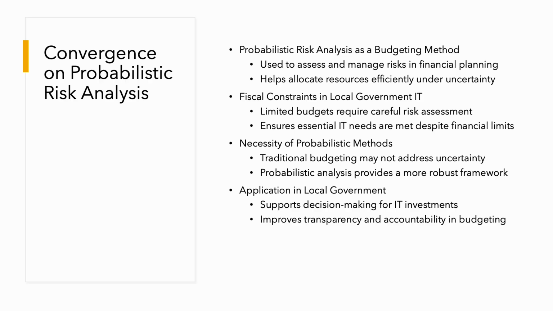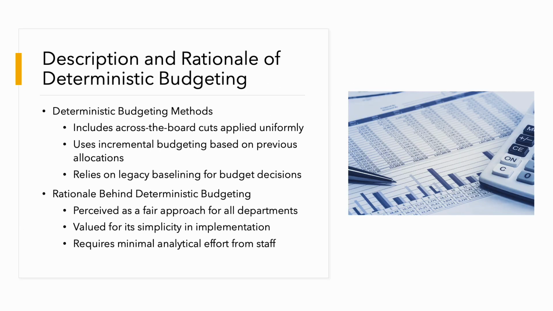Several journal articles were reviewed, and the literature converges clearly. PRA is the only defensible budgeting method under uncertainty. It is already used in aviation, nuclear energy, and high reliability engineering. Local government IT shares those properties: interdependence, consequence asymmetry, and uncertainty. So PRA is the logical governance tool.